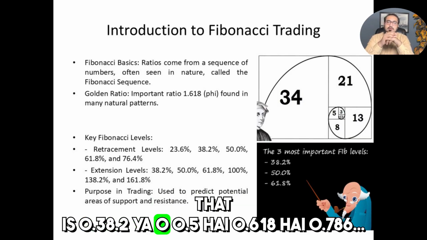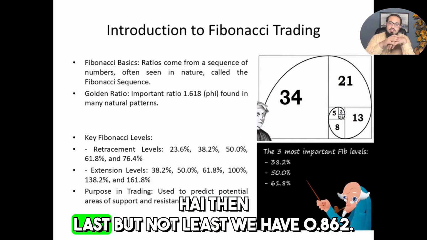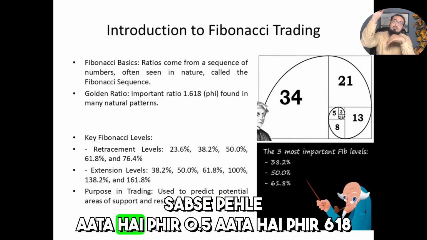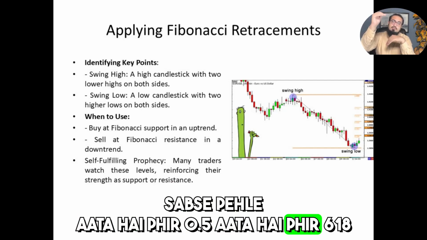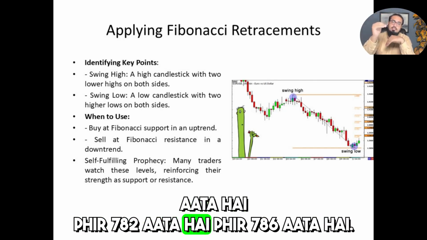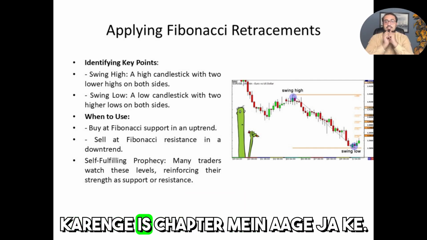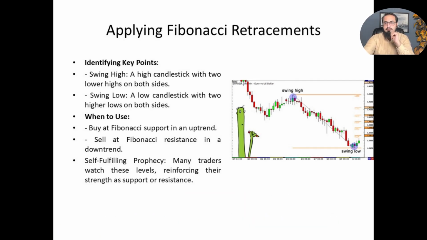0.2 is mentioned, then there is 0.5, 0.618, then 0.786, and last but not least, we have 0.86. Now, how to use these levels is that 0.62 comes first, then 0.5, then 0.618, then 0.782, and 0.786. How are we supposed to use them? We will discuss this further in the chapter.